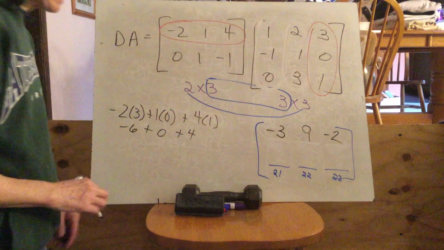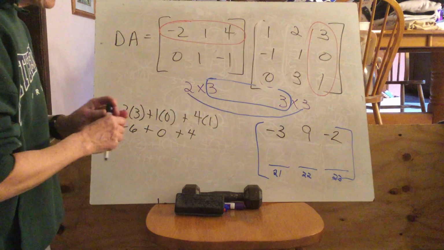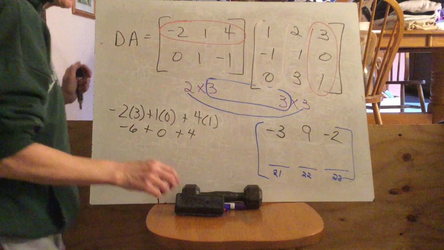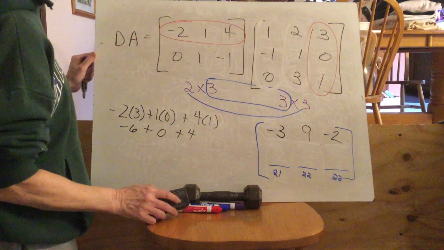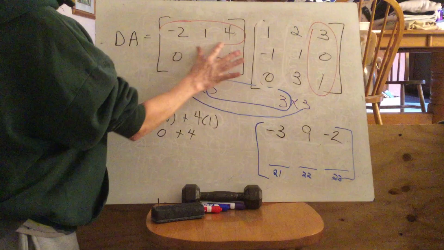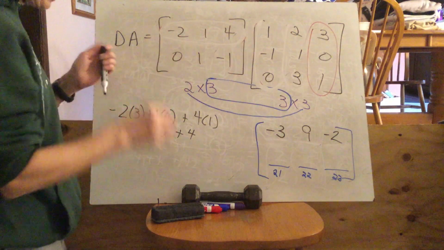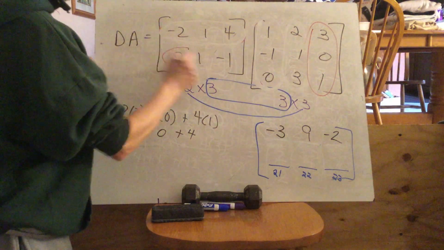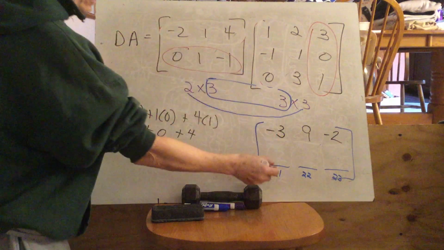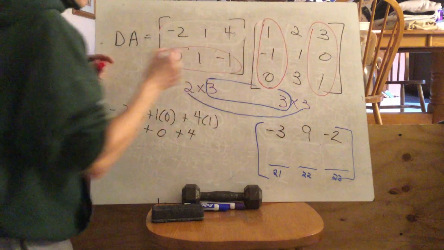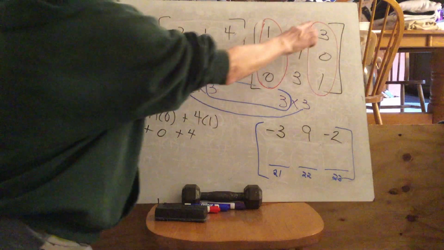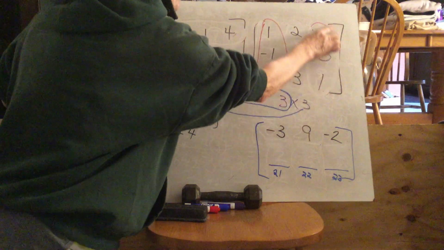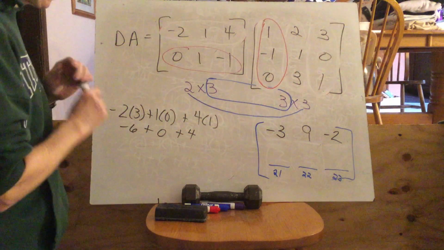Okay, now we're moving down to the second row. And if you want, just mute me and go ahead and see if you can find those numbers on your own. I bet you can. Now we're going to be using the second row. And for this one, we're back to the first column. Now, I'm drawing these circles. You don't have to do that. I'm just trying to call your attention to which numbers we're using.